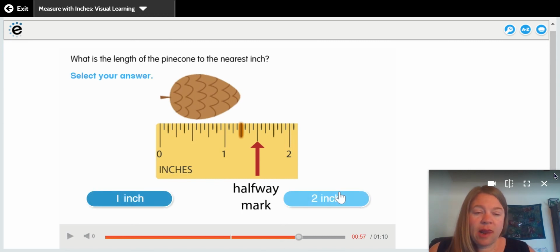Select your answer. So just like you said, if I look at this one, this pine cone is less than or lower than the halfway mark between 1 and 2. So we would call this nearest inch 1 inch.